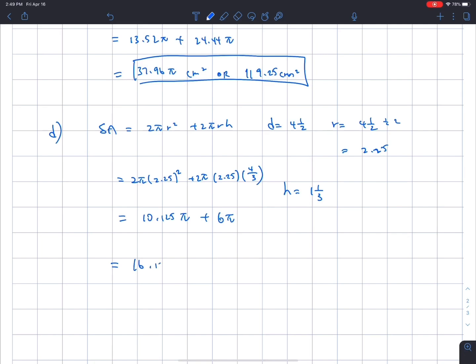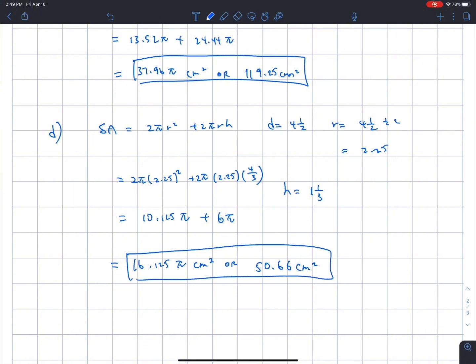So we get 16.125 pi centimeter square, or 16.125 times pi, and then change that to decimals. I should get 50.66 centimeter square. And that's it for question 1. I'll see you in question 2.